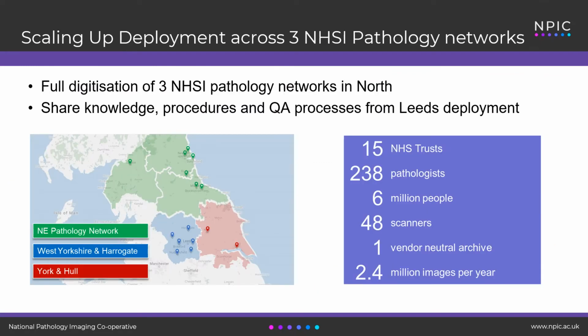NPIC is leading one of the largest regional programs of digital pathology deployment and supporting the full digitalisation of 15 NHS trusts across 3 NHS Improvement pathology networks in the north of England. A population of over 6 million are set to benefit from the clinical use of digital pathology, and collectively the programme will generate over 2 million images and 3 to 4 petabytes of data per year.